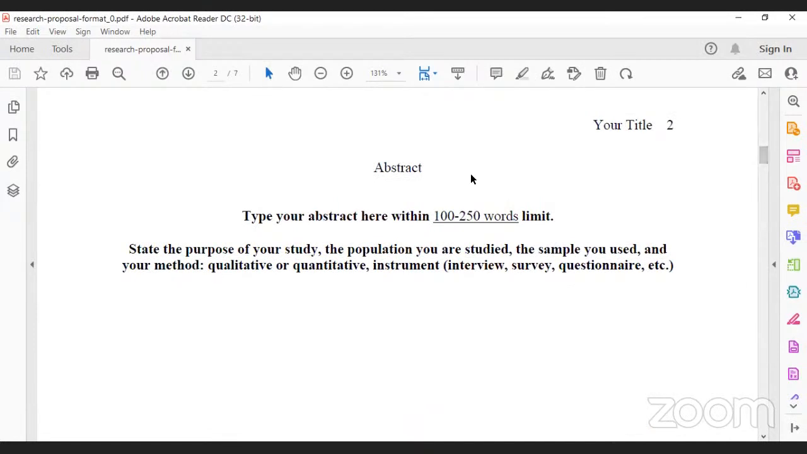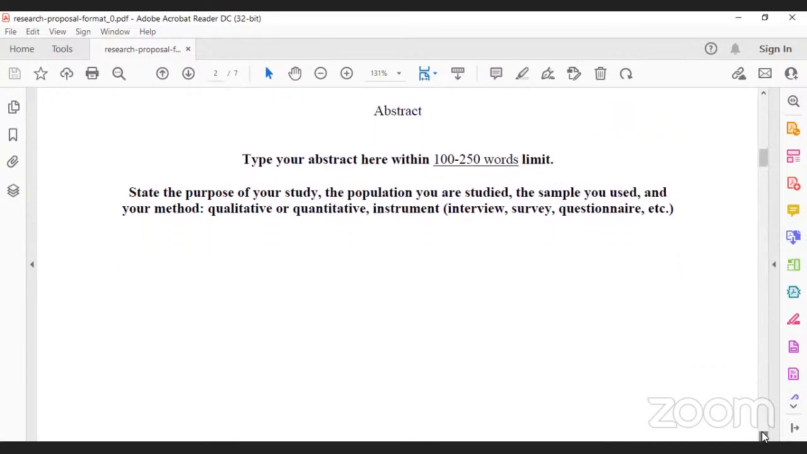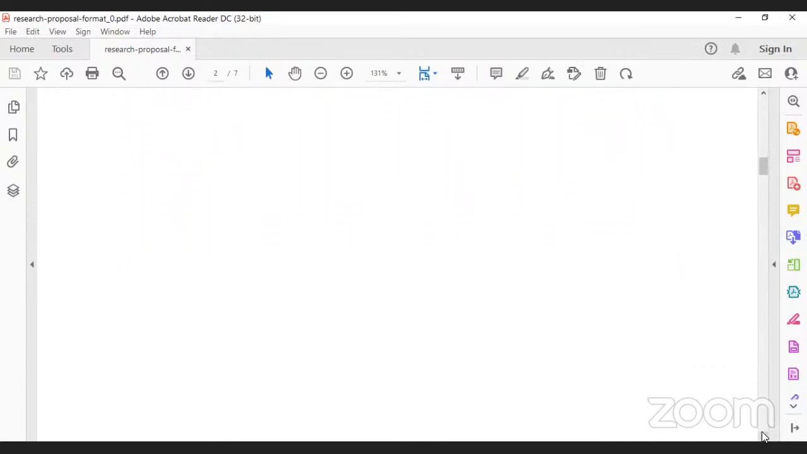Now your next step would be writing your abstract in 100 to 250 words. In these 100 to 250 words, you have to state the purpose of your study, the population you are studying, the sample you are planning to use, your method, whether it would be qualitative or quantitative, and what kind of instrument you are planning to use, whether it would be an interview, survey, questionnaire, or a mix of all these things. Every abstract has some keywords, and you would be mentioning the keywords at the bottom. So this would be the abstract.